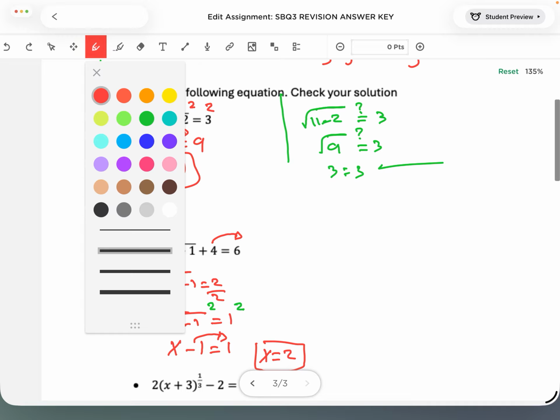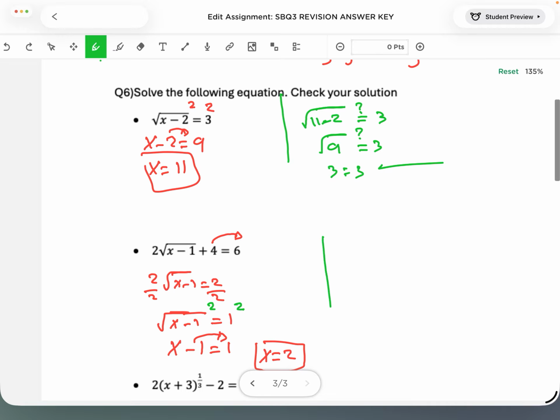To check, I have to replace again. Is it true that 2 square root of 2 minus 1 plus 4 gives me 6? Of course you can put all this in the calculator. Let me check it by myself. 2 square root of 2 minus 1 plus 4. 6 equals 6. Sorry. So it is fine.